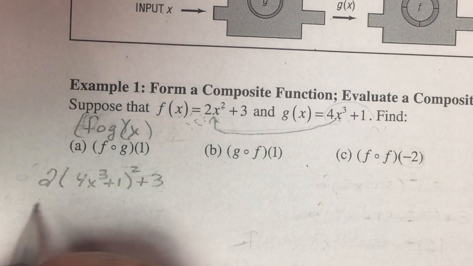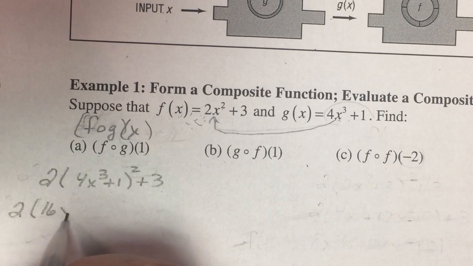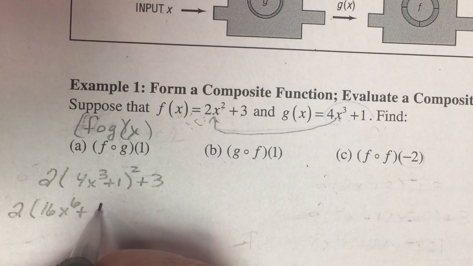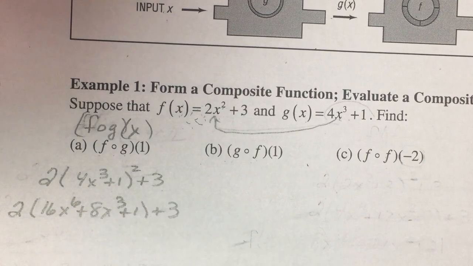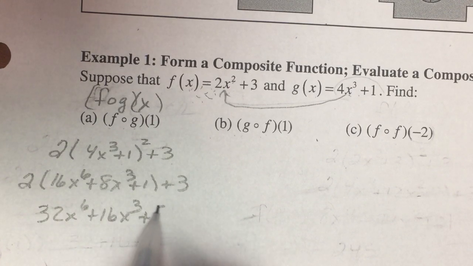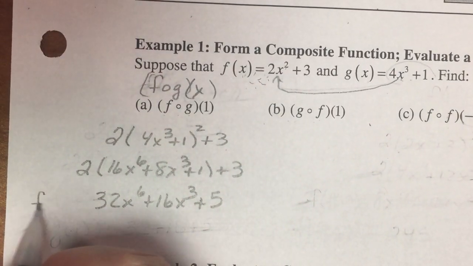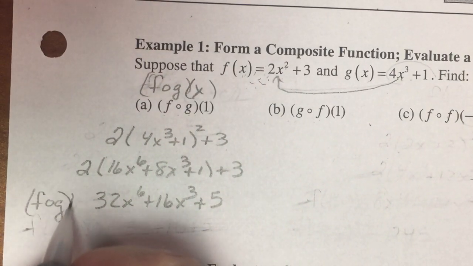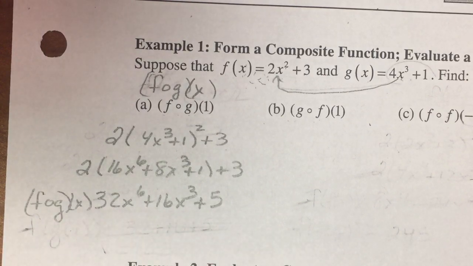If you did the algebra, you would FOIL out the binomial, so that would be 16x to the 6th plus 8x cubed plus 1. And then if you distribute and combine like terms, you're going to get 32x to the 6th plus 16x cubed plus 2, plus 3 would be plus 5. So this is my function F of G of X.